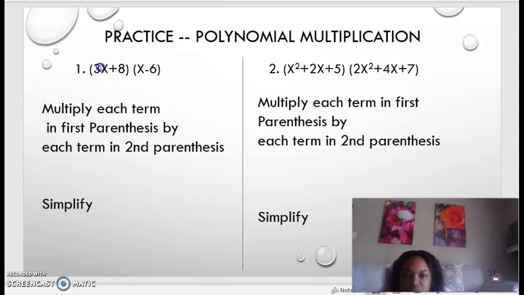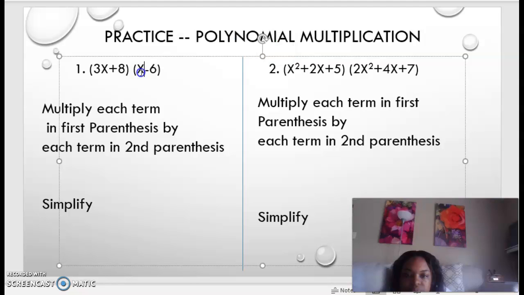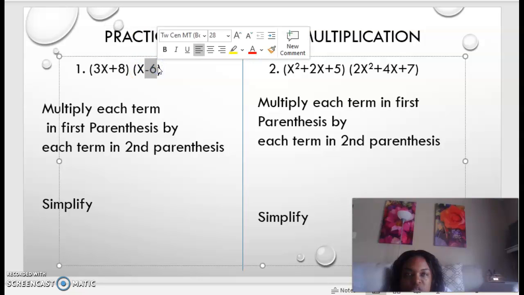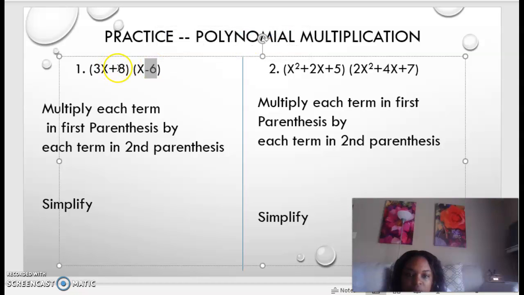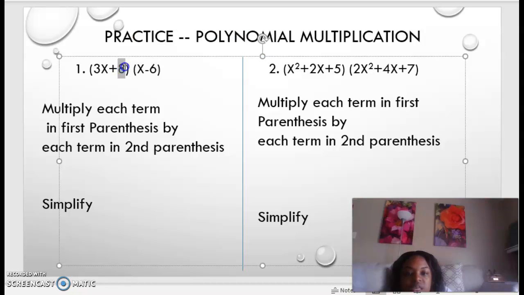what that looks like. So this 3x here, we're going to multiply by the x here. Then the 3x here, we're going to multiply by the negative 6. So that's the first and the outer terms. Then the 8 here gets multiplied by the x. And then the 8 also gets multiplied by the negative 6. So that's the inner and the last terms get multiplied.